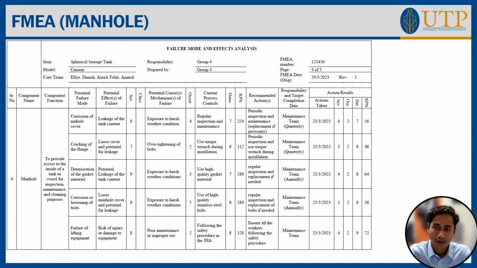It is recommended to have a predictive ITPM schedule, which is to do visual inspection to ensure that there is no sign of corrosion, and replacement can be done if found necessary. When the action has been taken, the RPN has been reduced to 56. Other potential failure modes are cracking of the flange, deterioration of the gasket material, corrosion or loosening of bolts, and failure of lifting equipment during the maintenance process for the manhole.